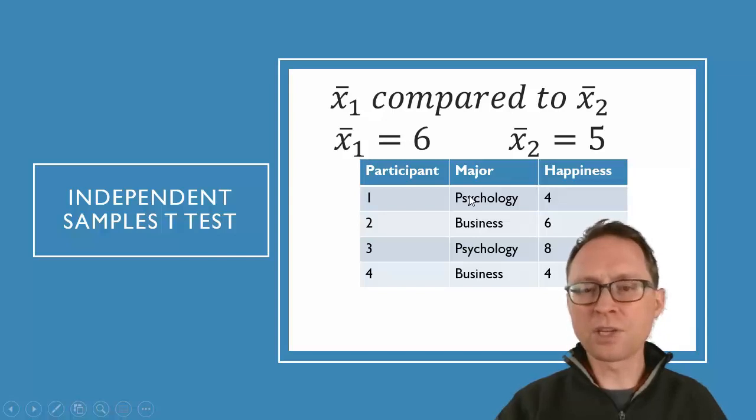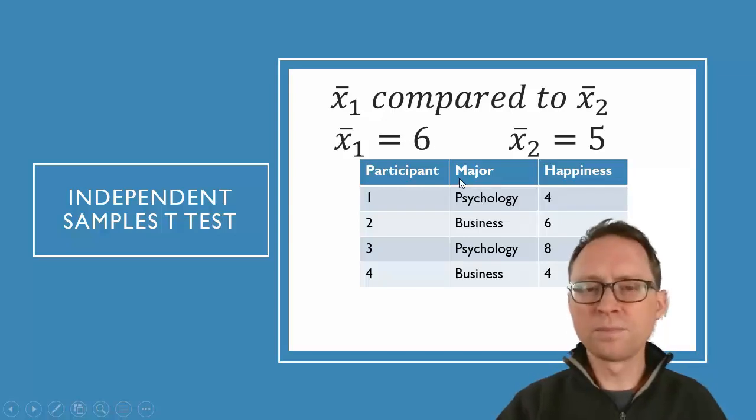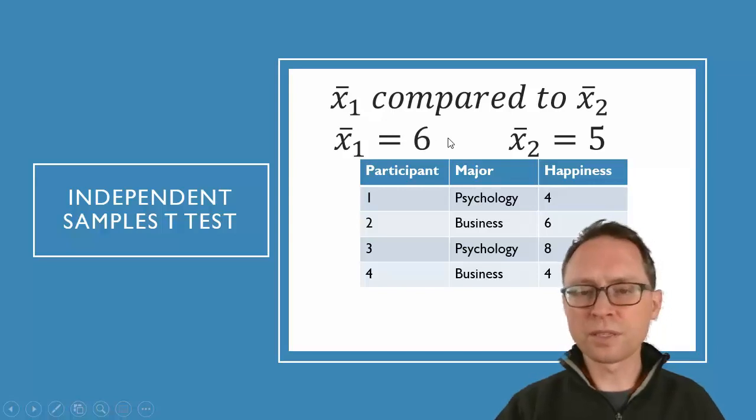So how many psychology majors do I have? 1, 2 of them. This one has a happiness of 4. This one has a happiness of 8. 8 plus 4 is 12. You divide by 2 because remember, lowercase n sub 1 is going to be 2. Then I get 6. 12 divided by 2 equals 6.